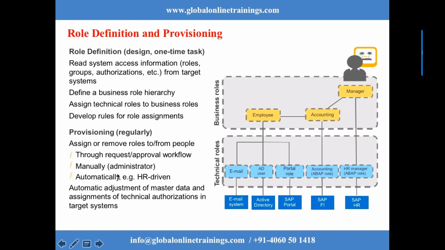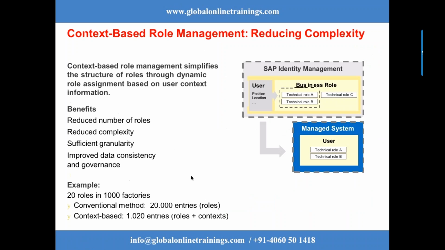Okay, this is context-based business role management, reducing complexity. What this means is, you have your business roles. So you have 20 roles in 1,000 factories, and basically you're creating 20,000 roles, right? So what you do is, I'm not sure if you guys know about the child and derived roles. Yeah, it's similar to that. So this is mainly for the plant-related roles.